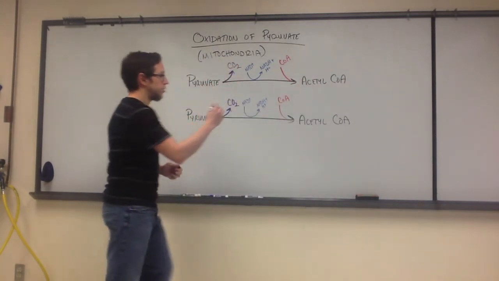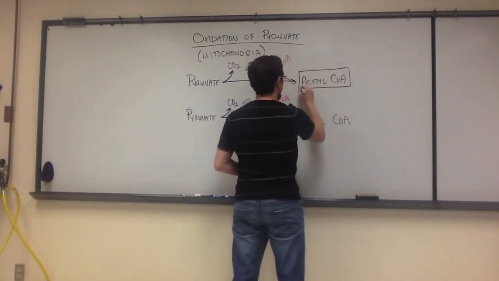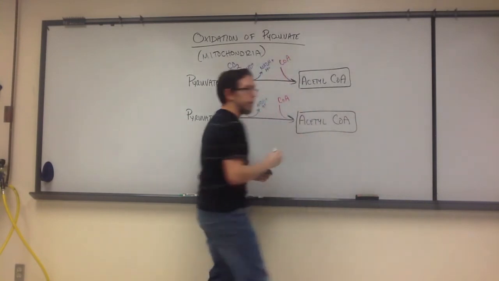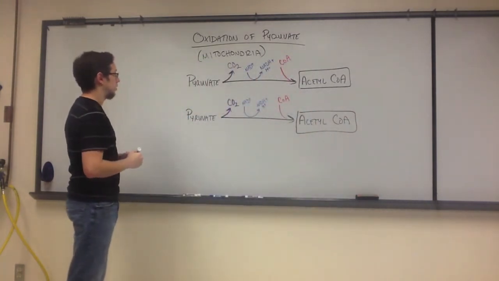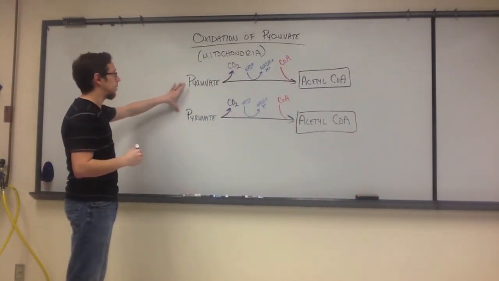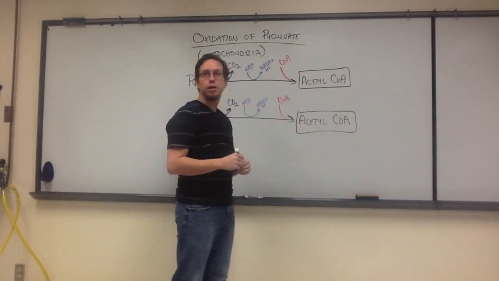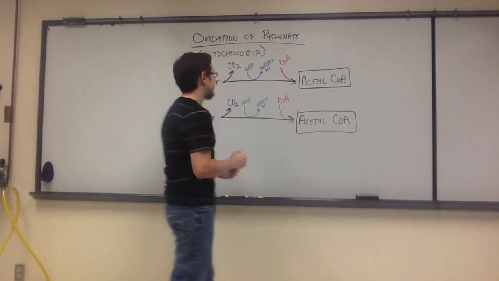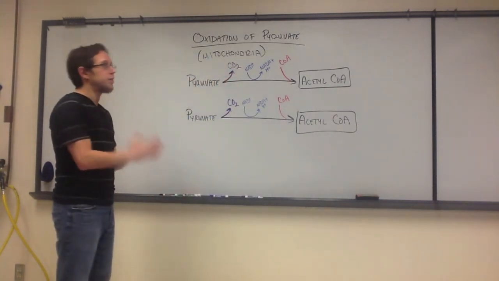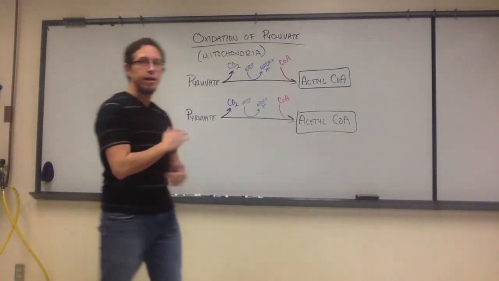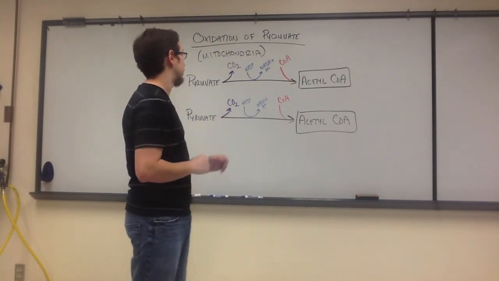So we've now produced acetyl-CoA so that we can enter the citric acid cycle. So here are our 2 molecules of pyruvate from glycolysis, and at the end of this process, here are our 2 molecules of acetyl-CoA. So that's the oxidation of pyruvate. Next, we're going to talk about the citric acid cycle.